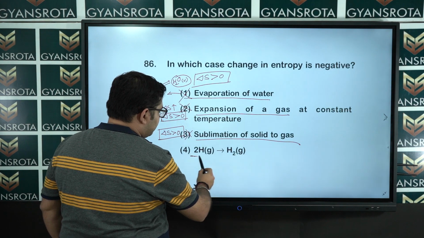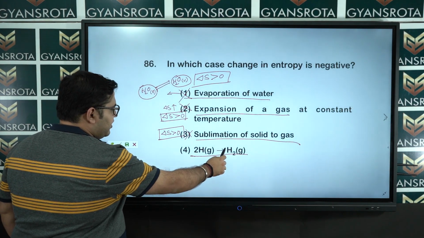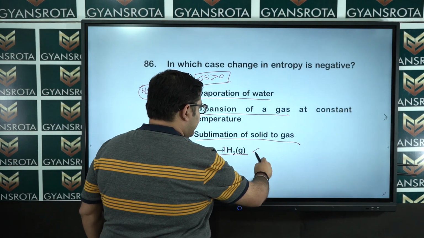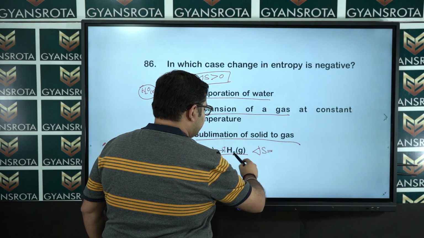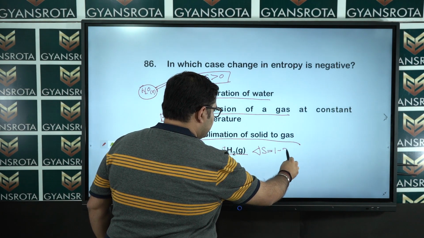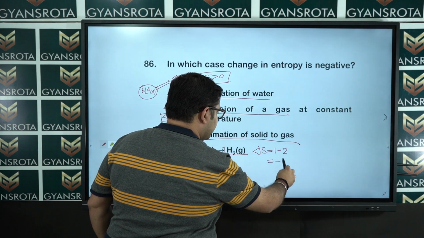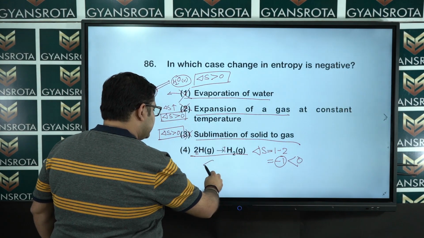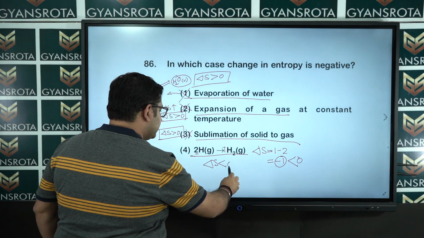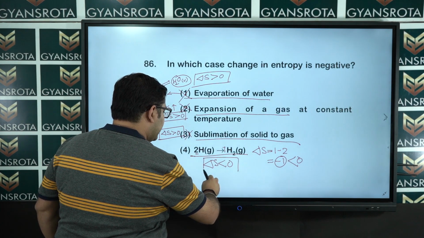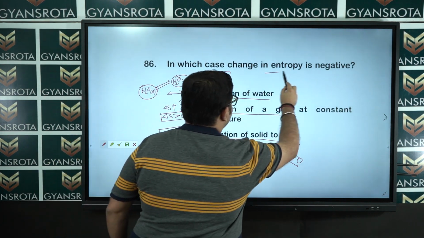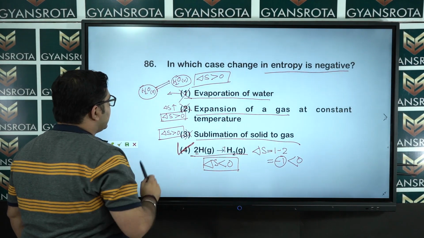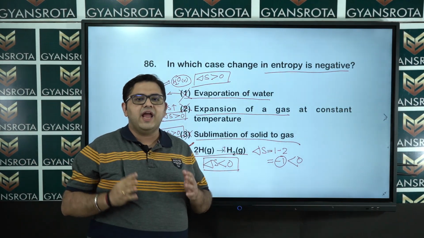Now, if you see the fourth one, the number of reactant molecules is 1 and here it is 2. So, if I am going to find out the delta S, delta S is nothing but 1 minus 2. So, my answer is coming as minus 1, and minus 1 is less than 0. It means the delta S is less than 0, and this is the correct option of the entropy having a negative value. So, option number 4 is the correct answer of question number 86.